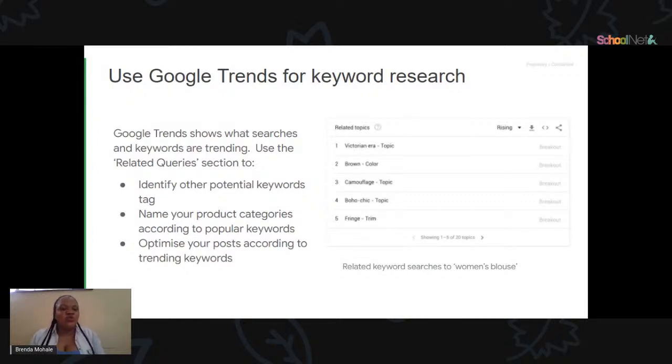So now use Google Trends for keywords. Even with Google Trends, we can analyze what keywords are trending. It shows what searches and keywords are trending, and you can use the related query search to your advantage. You can use the trend to identify other potential keys, tags, and also name your product category according to the popular keywords. You can also optimize your post according to trending keywords.